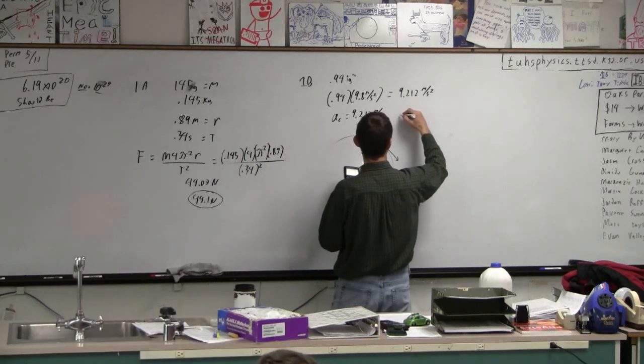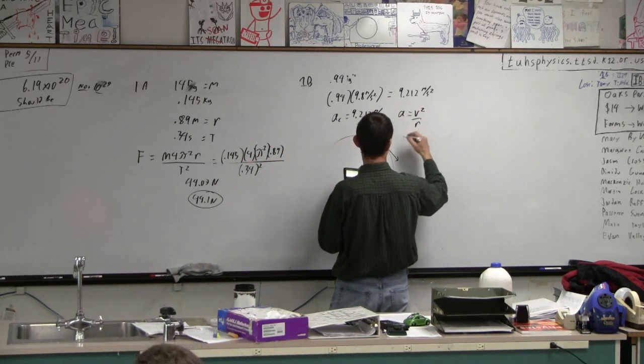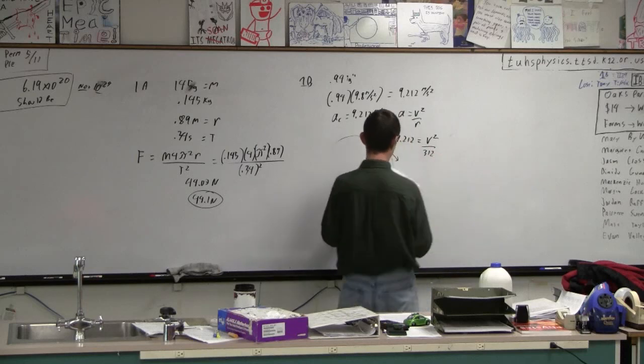I'm going to do a equals v squared over r, right? And so I'm just going to plug this in. 9.212 equals v squared over 314.